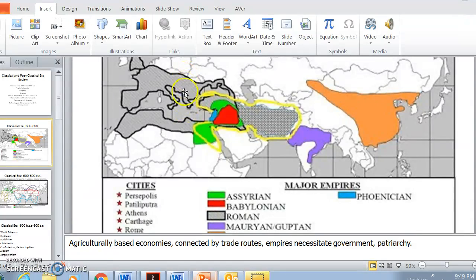The Eastern Roman Empire actually lived on. The barbarians could not actually scale the city walls of Constantinople. But Western Rome fell and descended to the Dark Ages, which we'll talk about in the post-classical era.